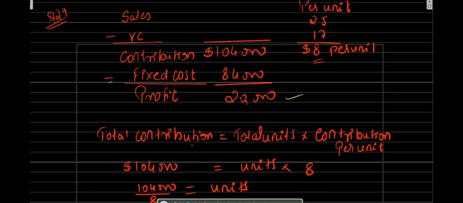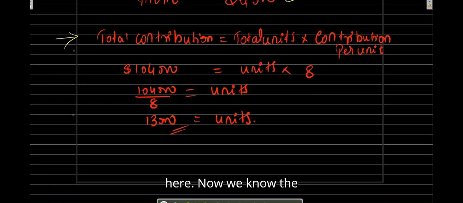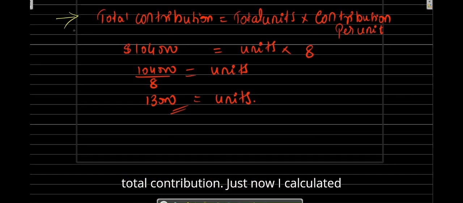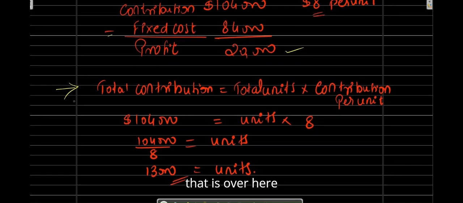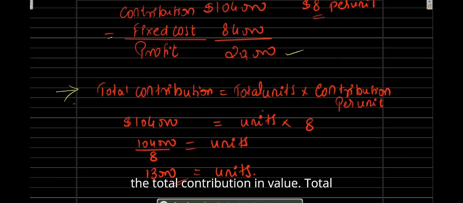Okay, now how do we get total contribution in value? The formula is nothing but total units into contribution per unit. If you can see this, I have written it over here. Now we know the total contribution, which I just calculated: 1 lakh 4,000. So 1 lakh 4,000 is the total contribution in value.